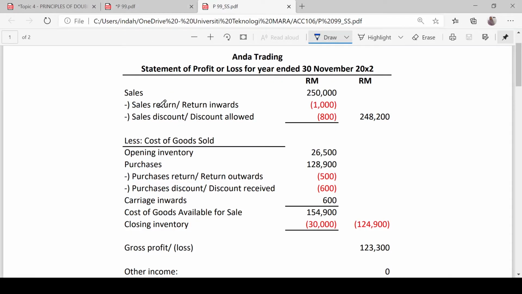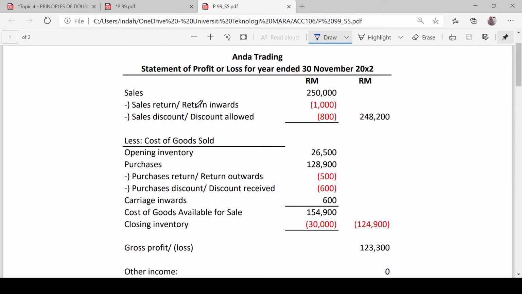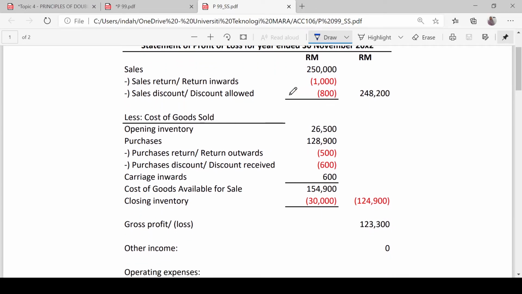And then, do you have any sales return? You go back and see, yes, I do have sales return, and I do have discount allowed. So sales return and discount allowed, you deduct from sales. Then the total you transfer to the next column. Similarly for cost of goods sold or cost of sales, less cost of sale. This will be the same thing.